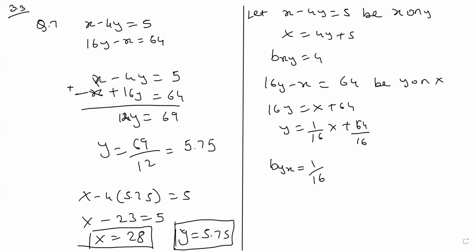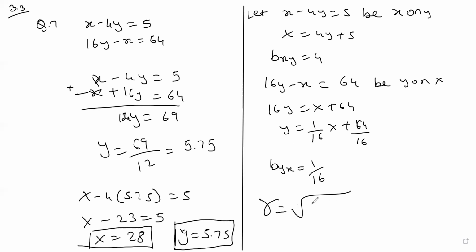1 divided by 16 is definitely less than 1. So even if bxy is greater than 1, byx is less than 1. Okay. Now see, all the conditions should be satisfied. byx and bxy both are positive. If one is greater than 1, then the other is less than 1.